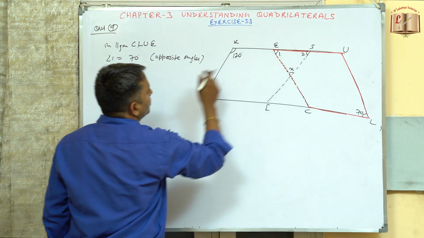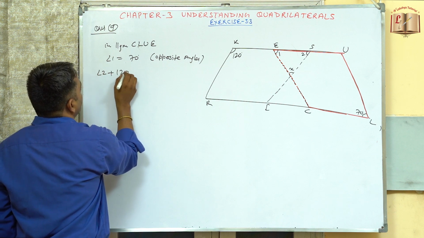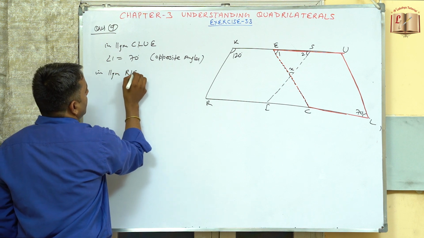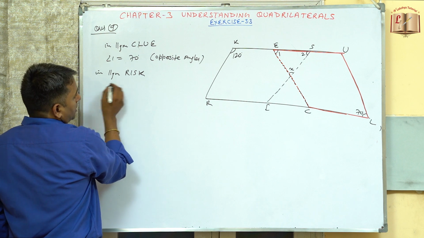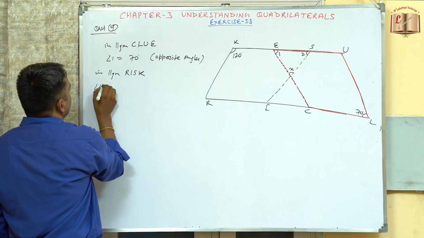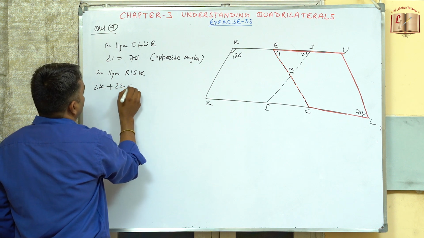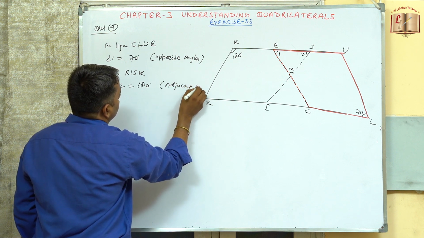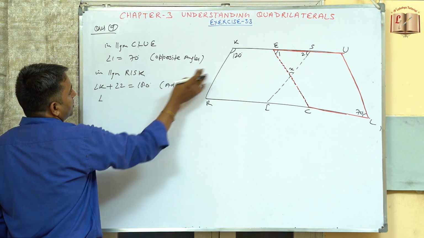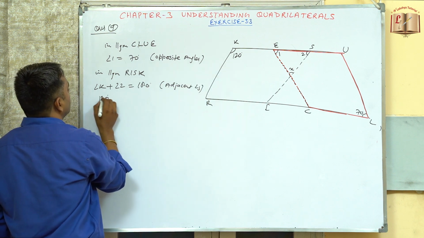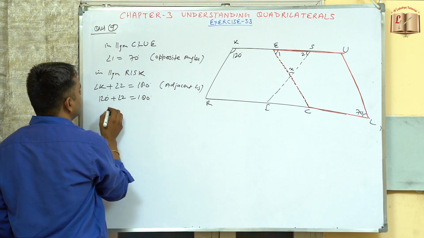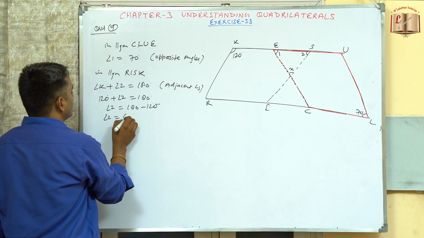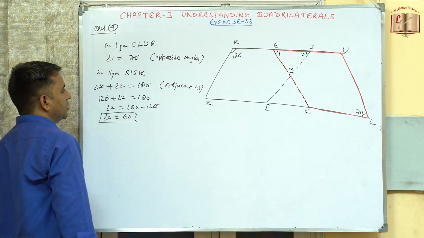Now angle 2, so angle 2 plus 120 degrees. Now in this parallelogram, in parallelogram RISK, angle K plus angle 2 will be equal to 180 degrees. These are the adjacent angles. So angle K is already given as 120, we can put 120 plus angle 2 equals 180. So angle 2 will be 180 minus 120. So we got angle 2 is equal to 60 degrees.